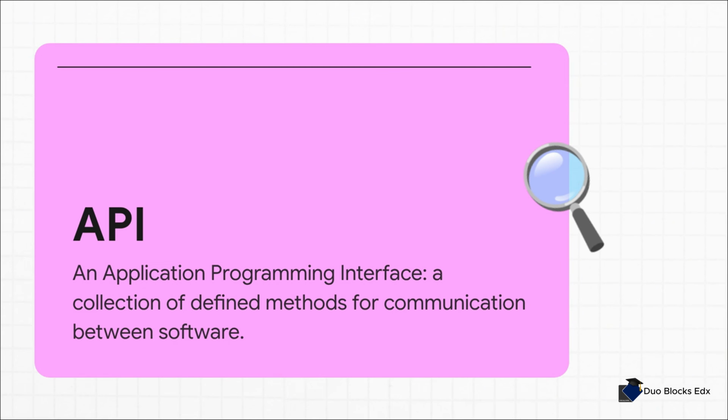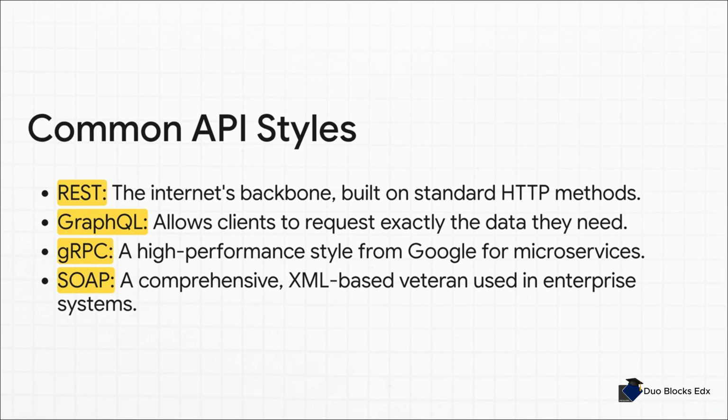The restaurant waiter analogy is perfect here. You don't just walk into the kitchen and start cooking, right? No! You give your order, that's your request, to the waiter. The waiter takes it to the kitchen, that's the back end, and then brings your food back out, that's the response. The API is the waiter. It's that critical go-between.